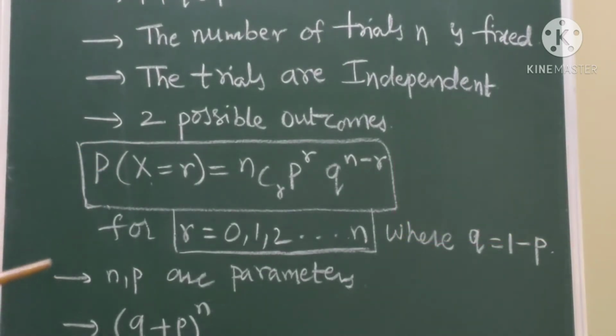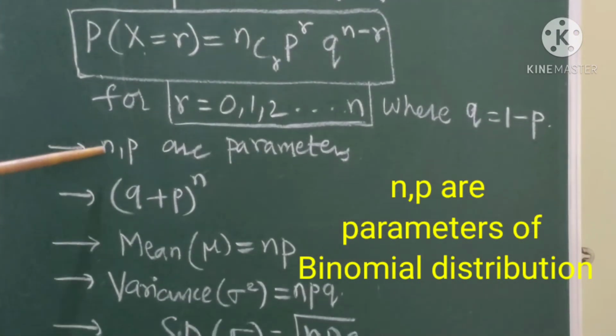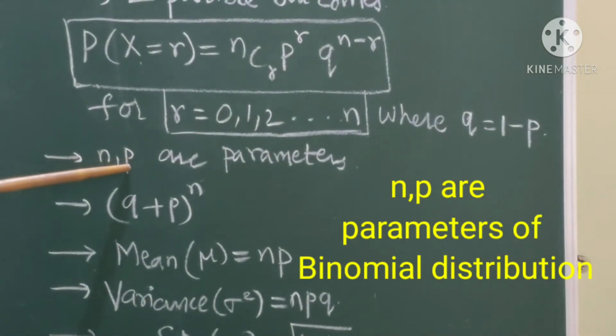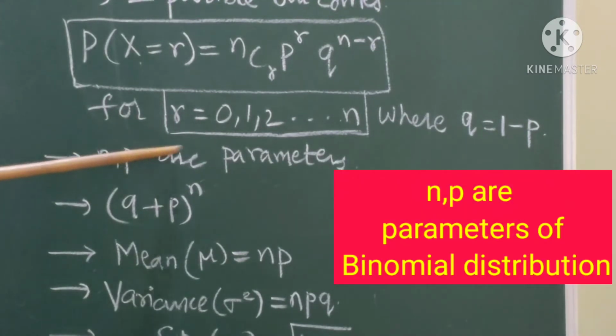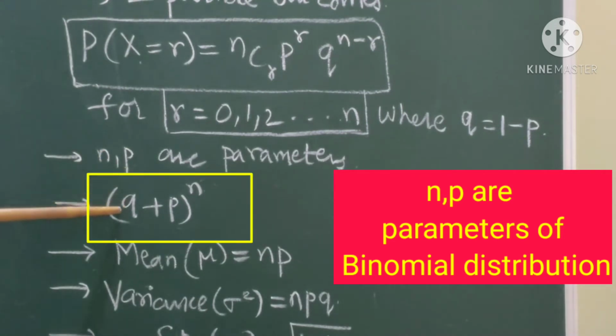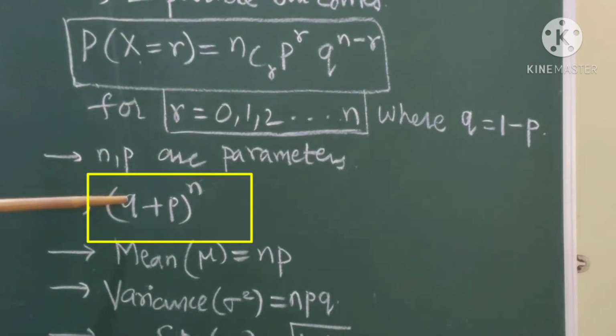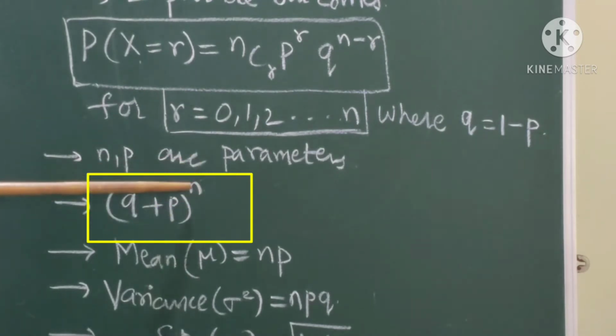Next, in the binomial distribution, N and P: N is the number of trials and P means probability of success, and these two are called the parameters of the binomial distribution. And the binomial distribution can be expressed in the form of (Q plus P) whole to the power of N. Here Q means probability of failure, P means probability of success, and N means number of trials.